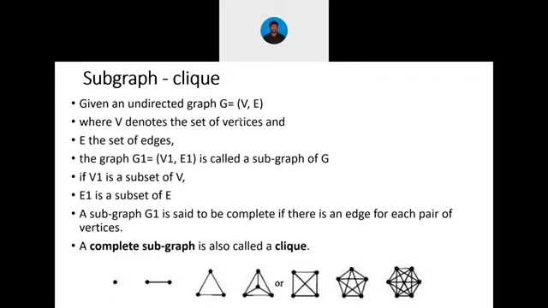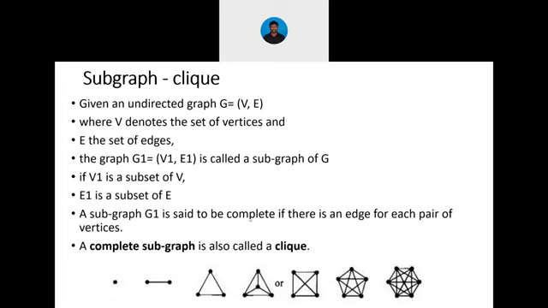For a given undirected graph, we denote G equal to (V, E), that is, vertices and edges. It is a graph. I am going to derive from this main graph a subgraph called G1, which also consists of V1 and E1. This is the definition of a subgraph: V1 is a subset of V, and E1 is also a subset of E. This is how we can define the subgraph.